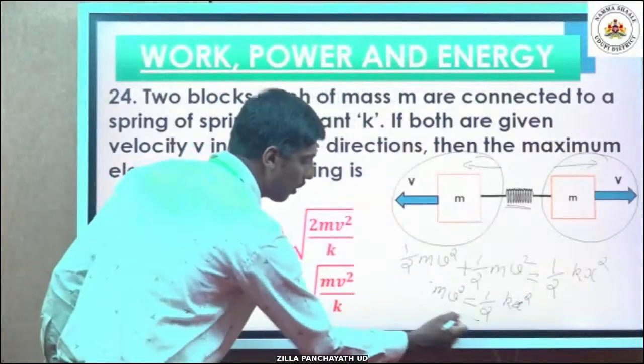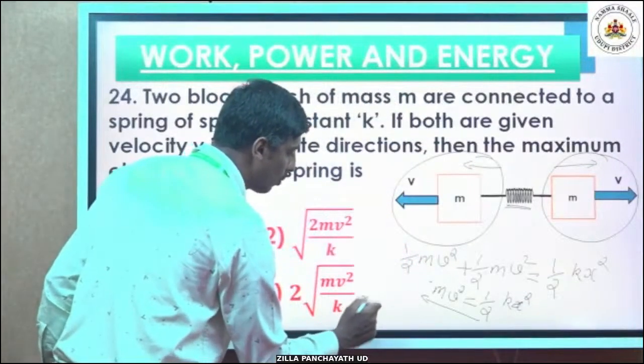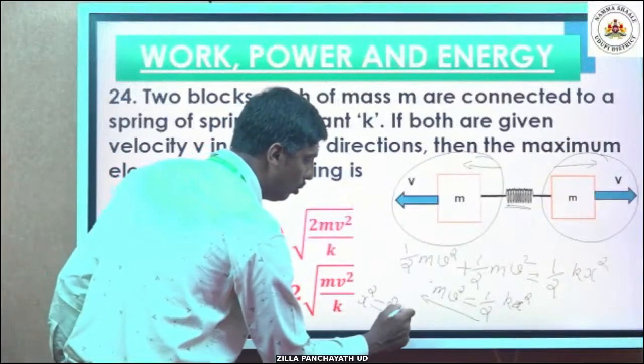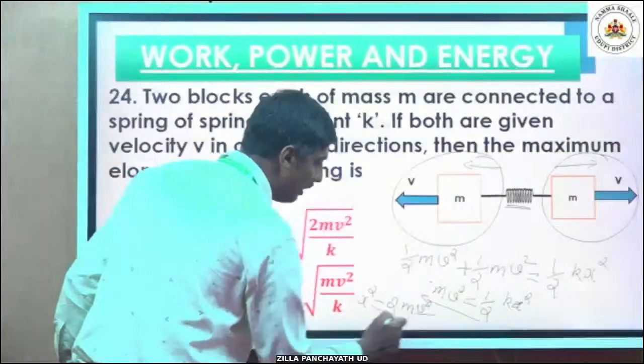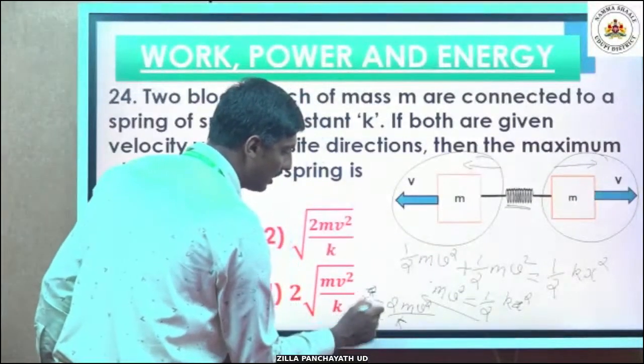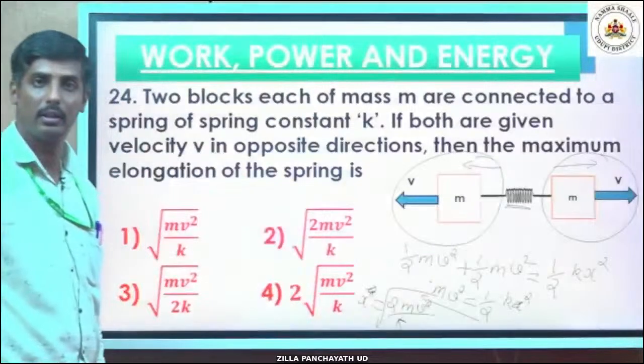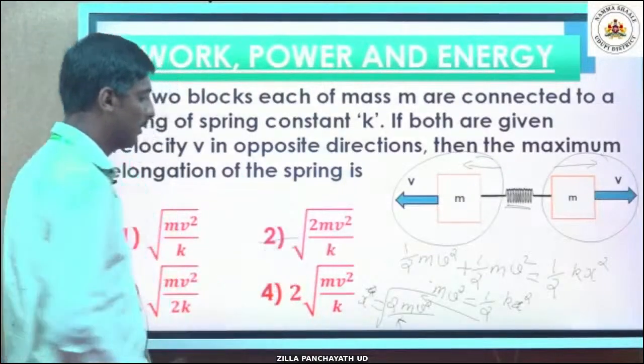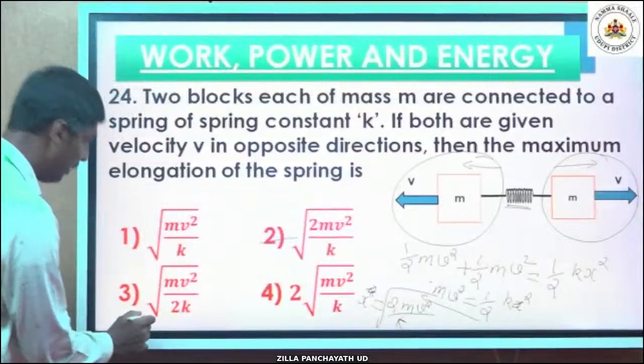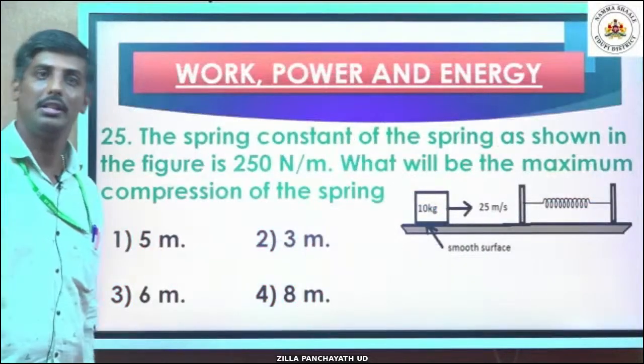So from cross multiplication what I can write is, x square equals 2mv square divided by k, or x equals the root of this. Right? So this is the option. Clear? Next, this is also similar to that.